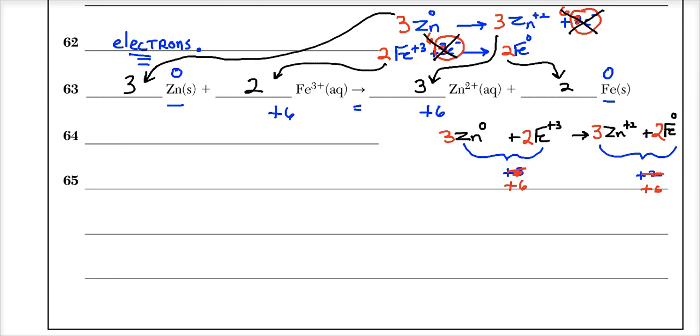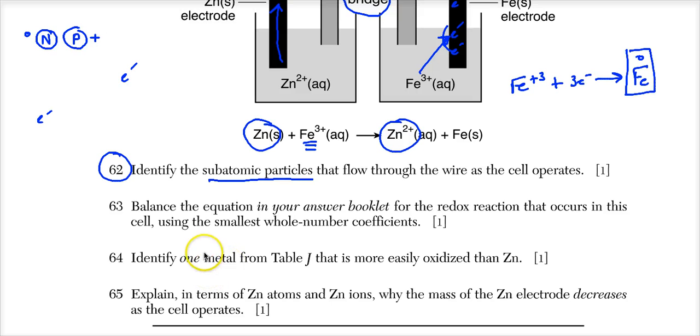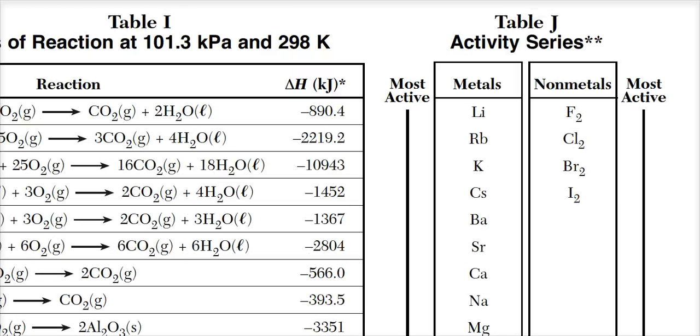Number 64. So 64 states, identify one metal from table J that's more easily oxidized than zinc. So if you think about an activity series, which metals are more reactive? Who gets oxidized better than zinc? So let's go to table J. So here we are with table J. It's an activity series for metals and nonmetals. So we're talking about metals, we're going to live on this side.